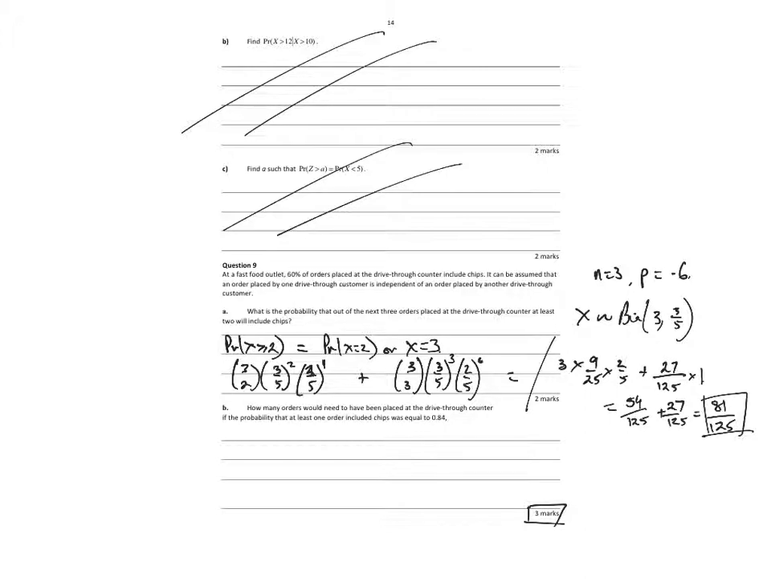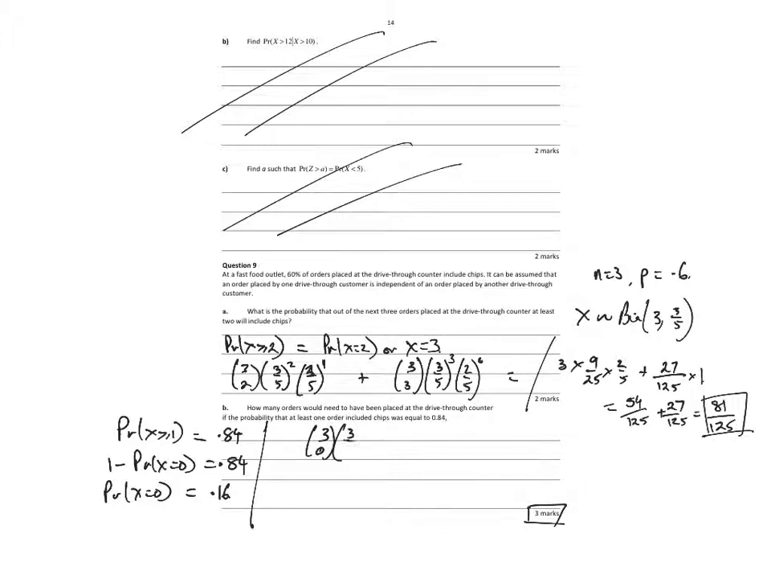It might fall out. So I need the probability that x is greater than or equal to 1 is equal to 0.84, which means 1 minus the probability that x is equal to 0 is equal to 0.84. So the probability that x is equal to 0 has to equal 0.16. What is the probability that x is equal to 0? Well, we have 3 choose 0. Probability of success is 3/5 times 2/5 to the 3.